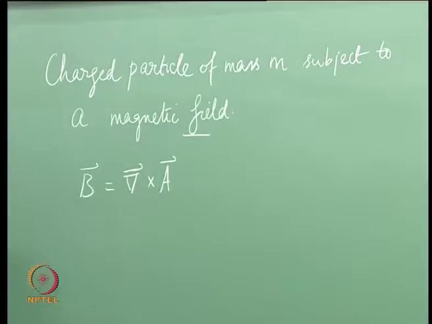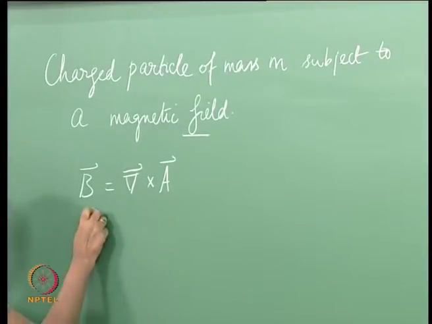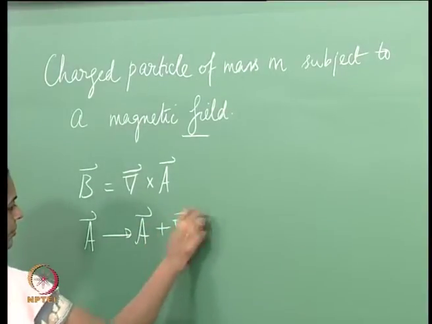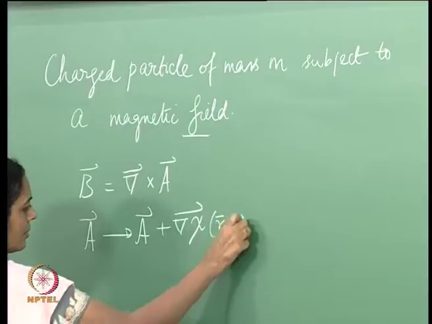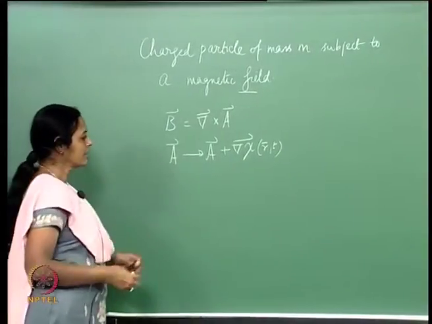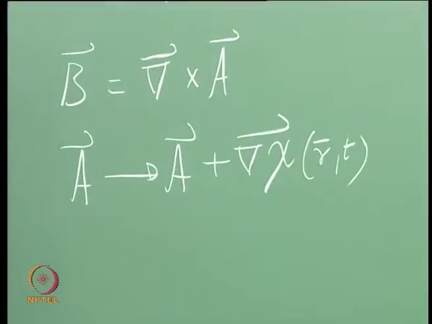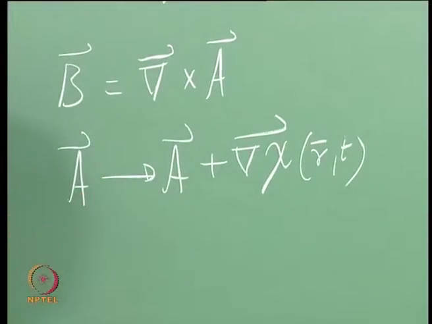del cross A. A is the vector potential, and I said that if I did a gauge transformation where A changed to A plus grad chi, it simply does not change B. So, this is an example of a gauge transformation.